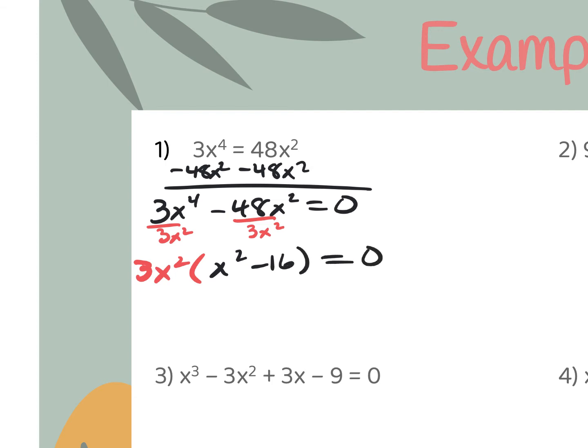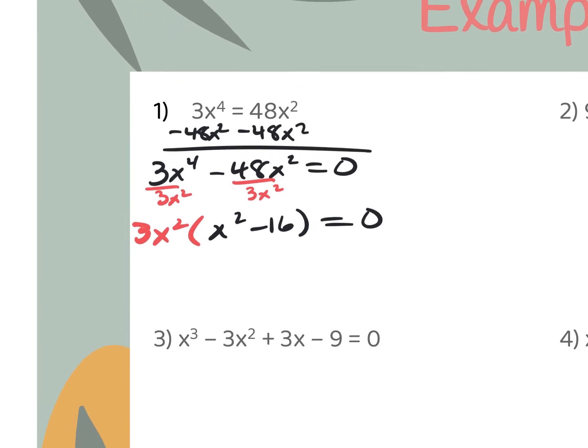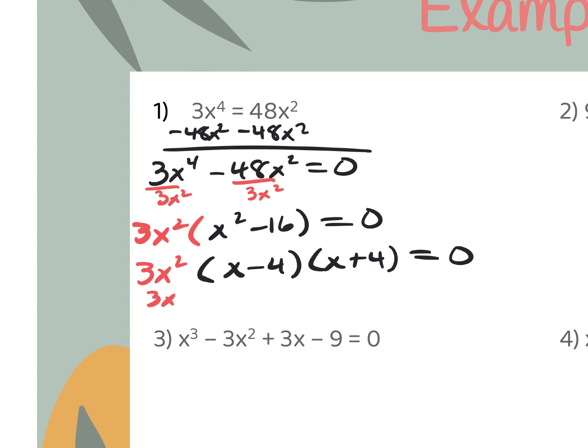Now, don't forget about that GCF, because this is one of my solutions. I need to set that GCF equal to 0. Now, I can keep factoring, or I could use the even root or square root method. I'm just going to go ahead and factor. So I still have my GCF. I can factor x squared minus 16 into x minus 4 times x plus 4, and now I set each one of my factors equal to 0. So I'm going to set the GCF equal to 0, 3x squared equals 0, and each one of the binomials equal to 0, and now I solve each one.